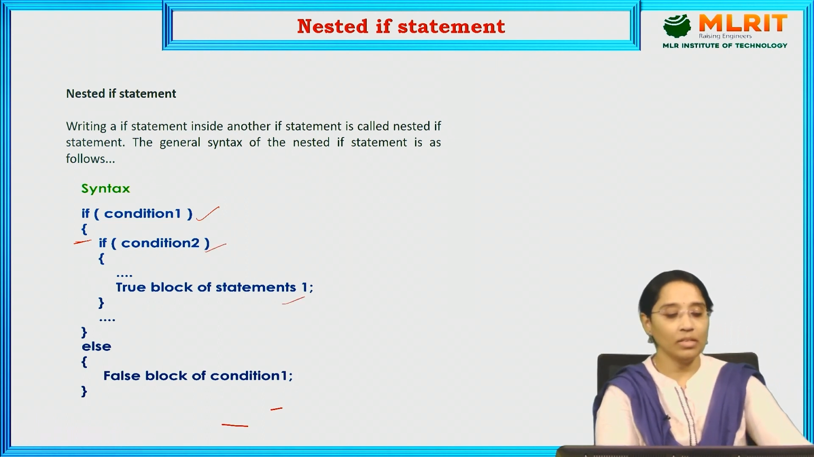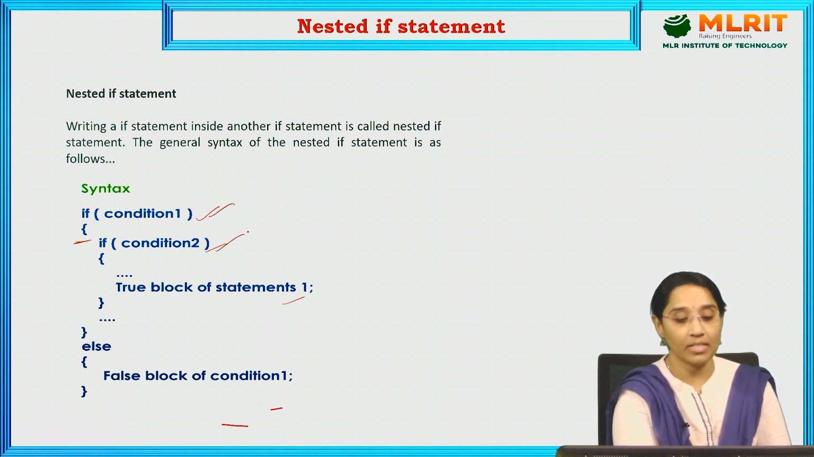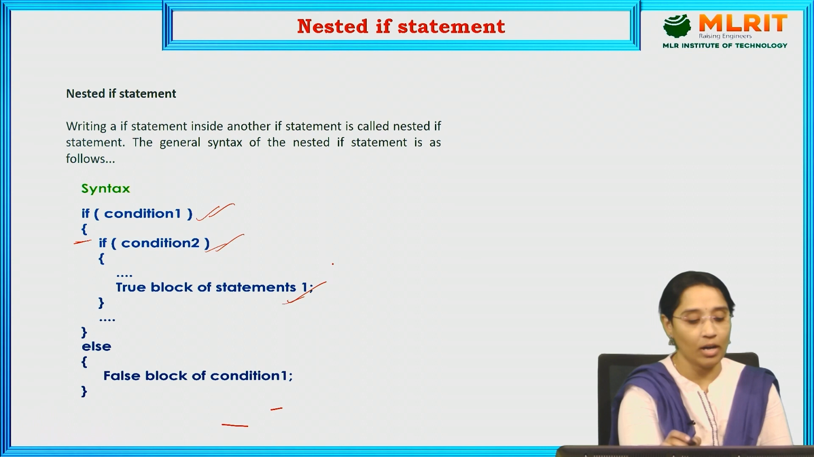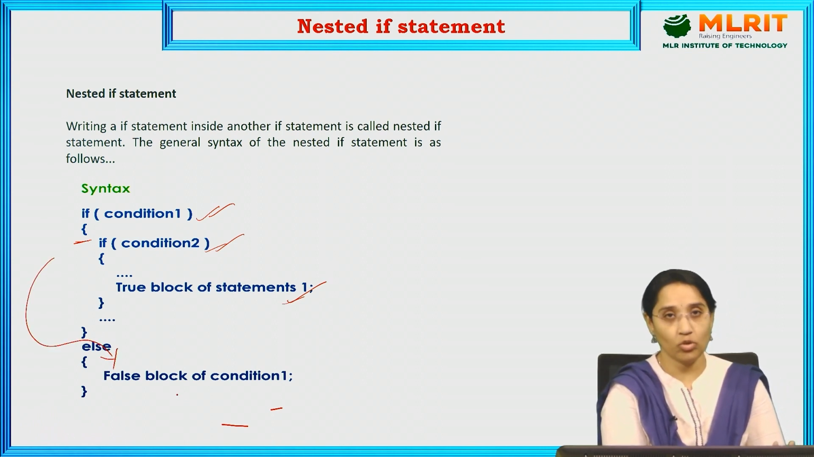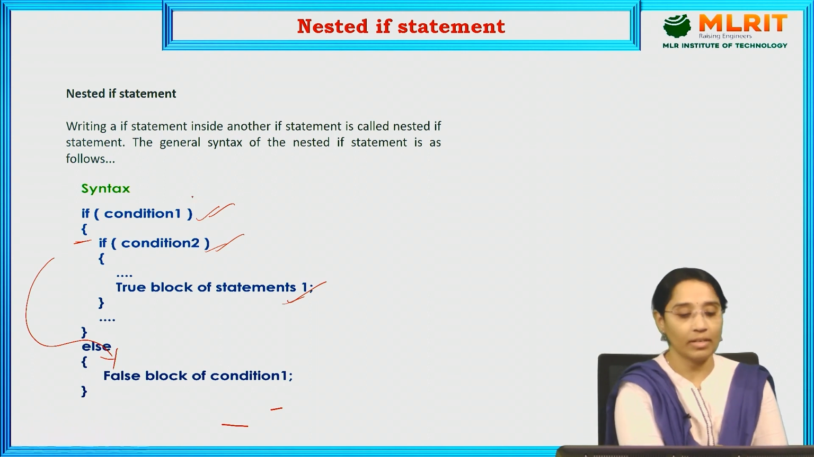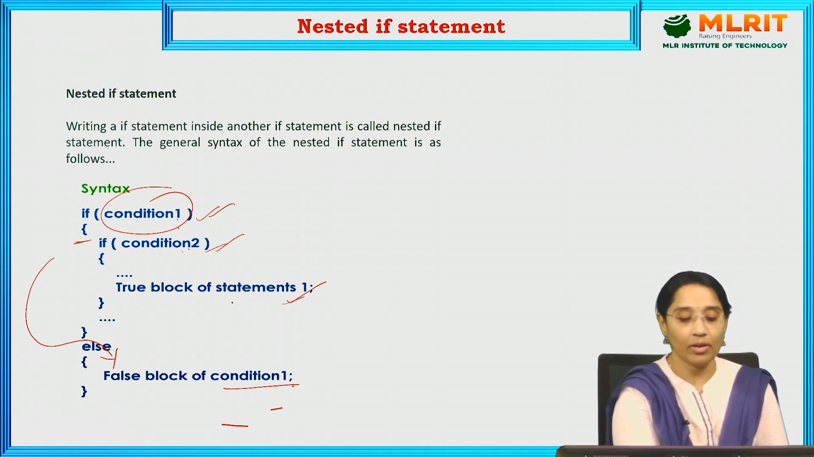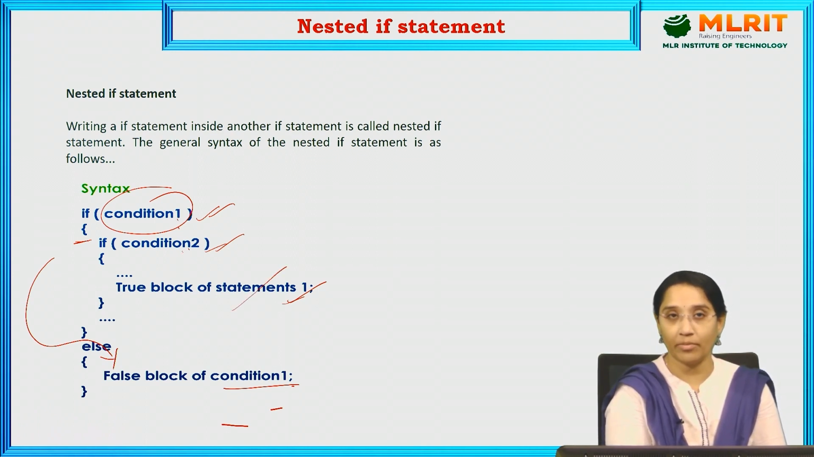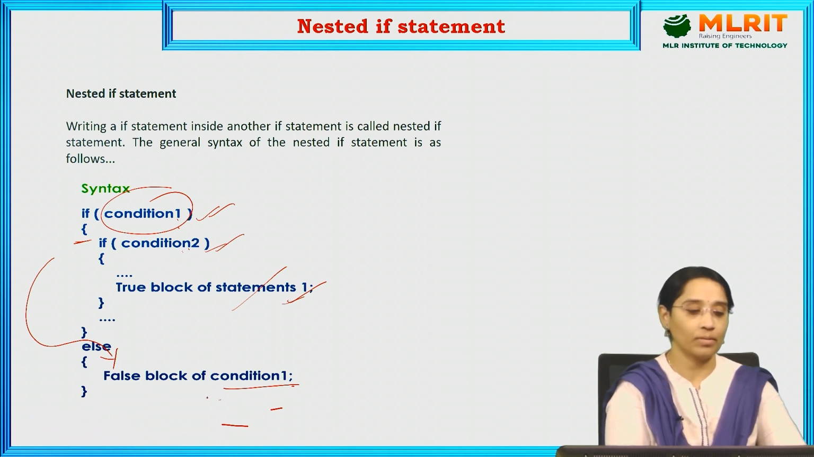See, if both the conditions are satisfied, this block will execute. Otherwise, control will directly come here and it will execute the false block of condition 1. If the two conditions are satisfied, then only this block of statements will execute. Otherwise, control will go to the false block.